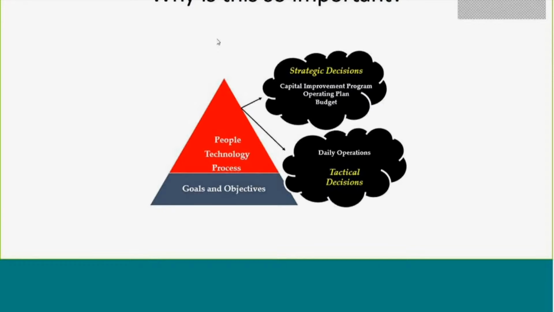The fundamental premise in today's modern drinking water utility is to establish firm goals and objectives that are the foundation, if you will, for how the utility will operate. Now, the utility uses both the human resources, its people, it employs various technologies, and it uses those technologies and the people in a variety of business processes to be able to make those daily operational decisions and to provide the strategy for the long run.